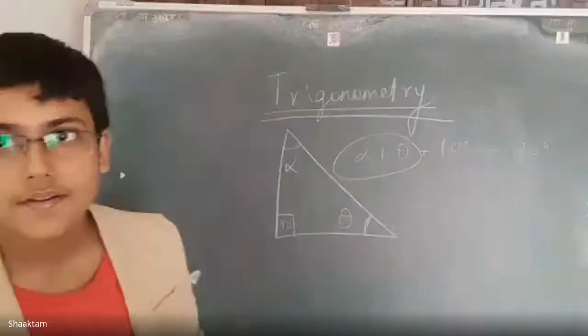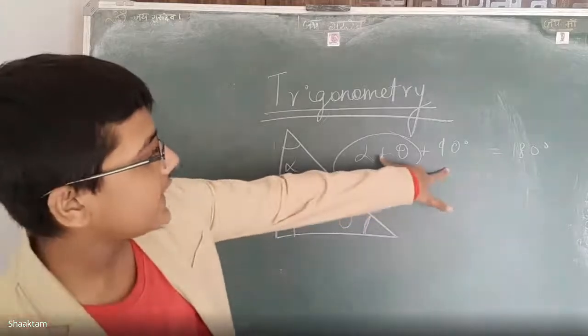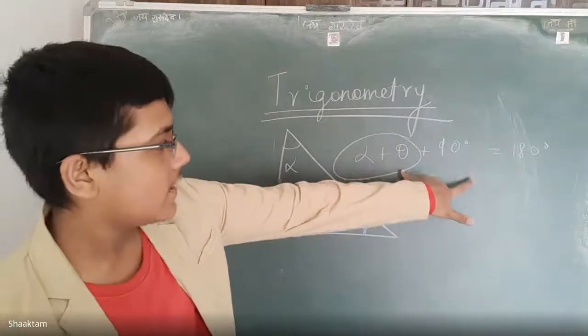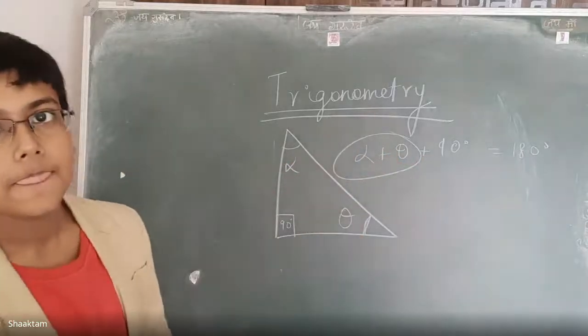Obtuse? No, not in nature. Alpha plus theta plus 90 degrees is 180 degrees. So what will be only alpha plus theta?